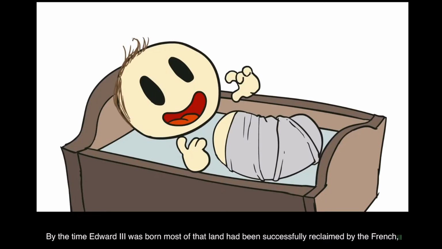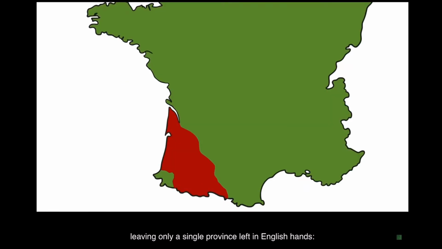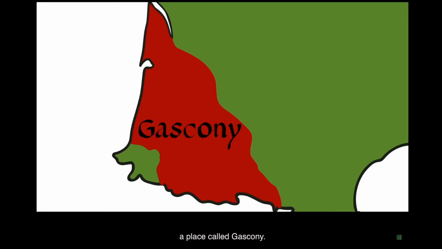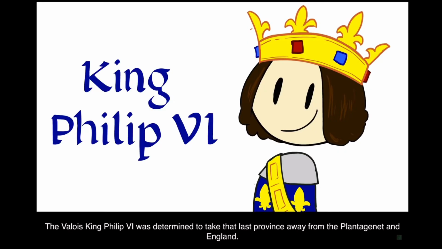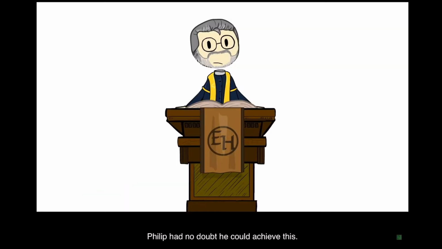By the time Edward III was born, most of those lands had been successfully reclaimed by the French, leaving only a single province left in English hands, a place called Gascony. The Valois king, Philip VI, was determined to take that last province away from the Plantagenets and England. Philip had no doubt he could achieve this.